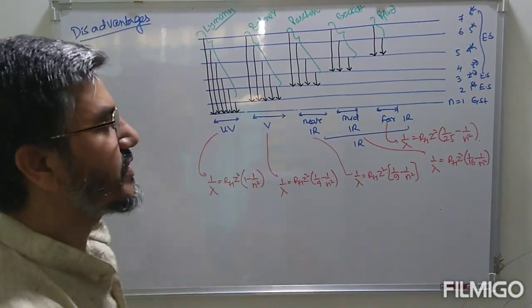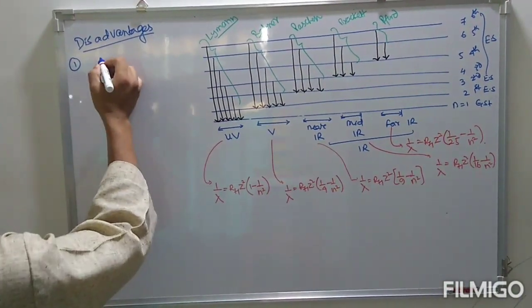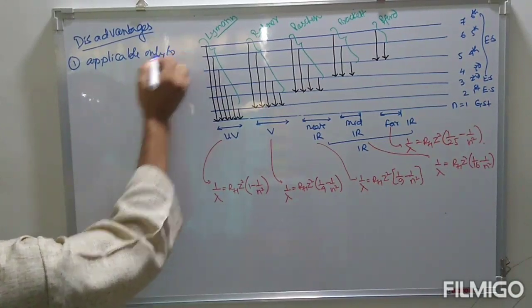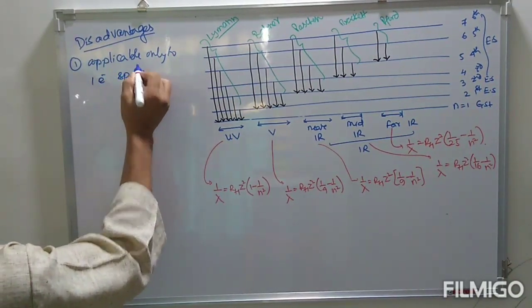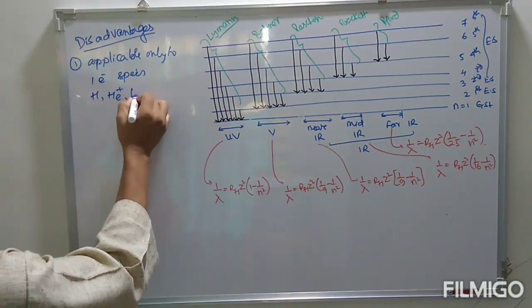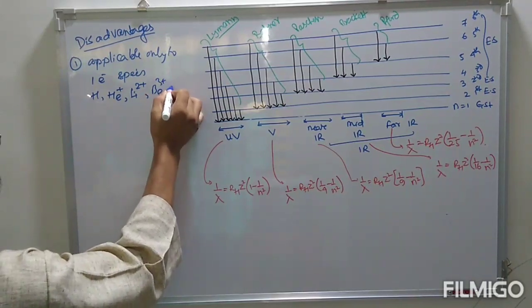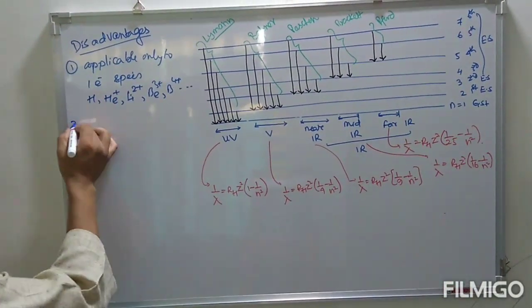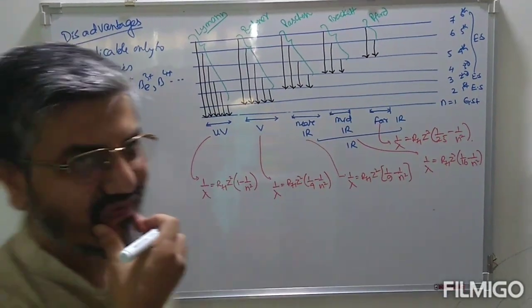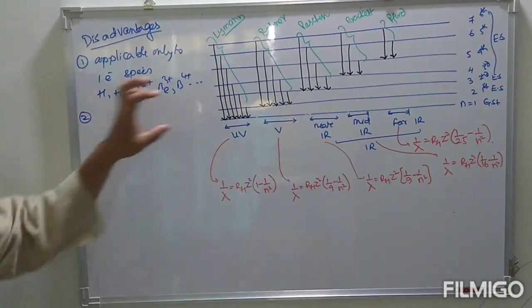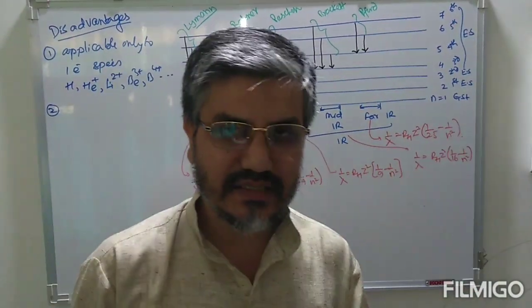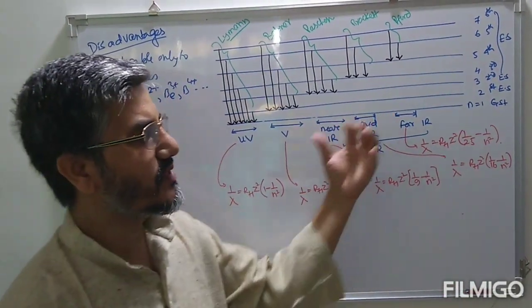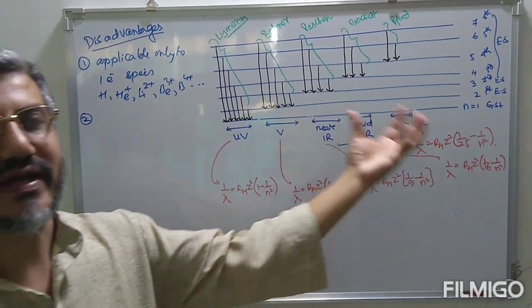So the most important demerit of this theory is that it is applicable only to one electron species, that is hydrogen, helium plus, lithium 2 plus, beryllium 3 plus, boron 4 plus, etc. So these are species containing one electron. If the system contains more than one electron, then the theory fails here. The second demerit of this theory is, though we consider the quantized energy concept, based on this we observe clear distinct lines in the spectrum.